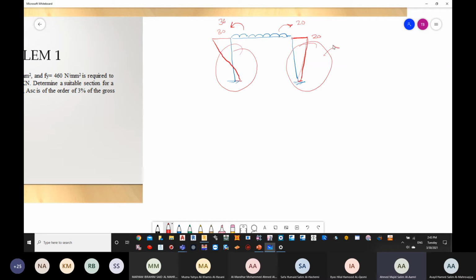We call this one single curvature, and we call this one double curvature, depending on the value of loading for both of the columns, and depending on the length of the column in both scenarios. If you have drawn it this way or that way, both of them are correct since you don't have the loading.